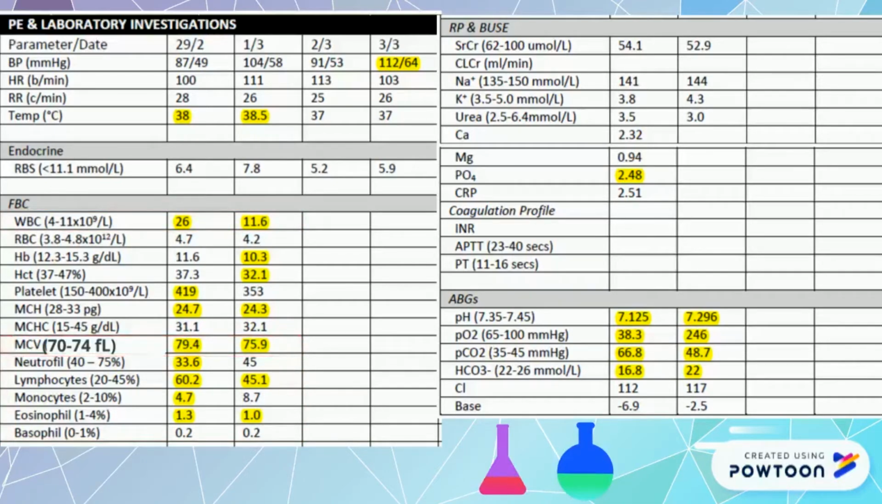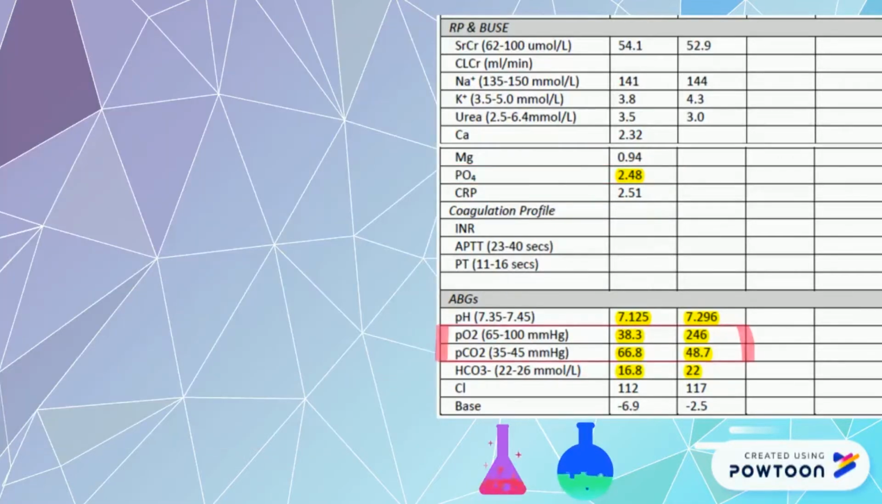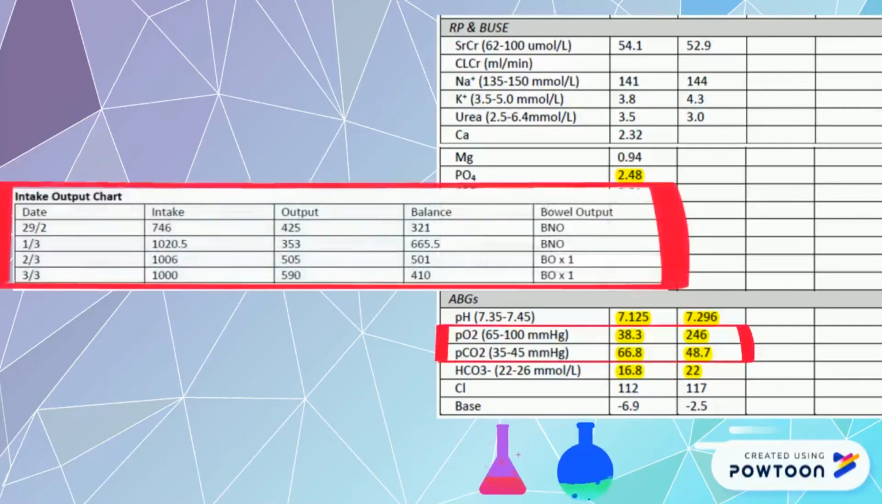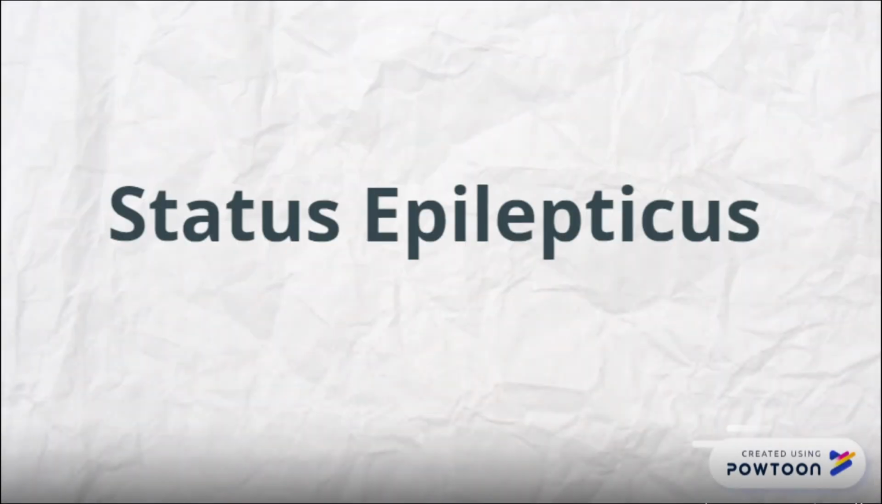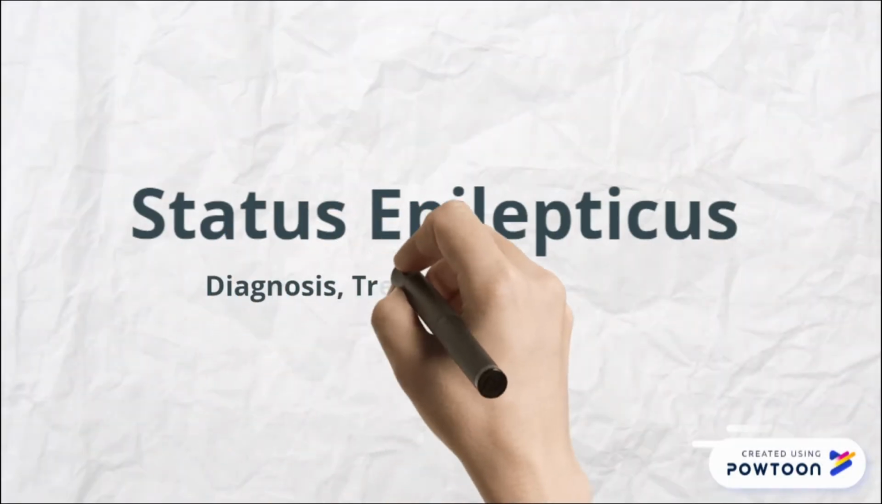He had normal renal profile and BUSE except for low potassium on the first day. He had low oxygen on the first day but high on the second day once intubated. The carbon dioxide level was high on both days but decreasing in trend, and he had normal input and output chart. The next would be the diagnosis, which is status epilepticus.